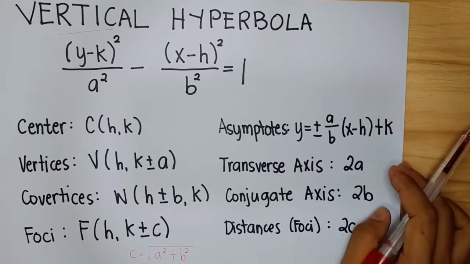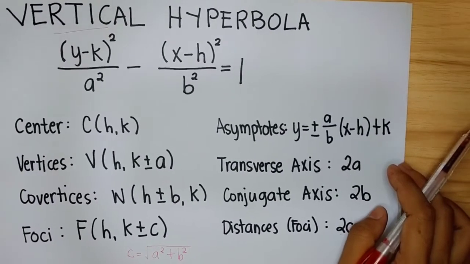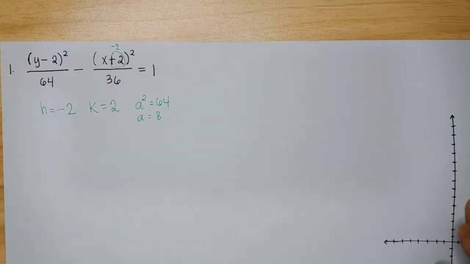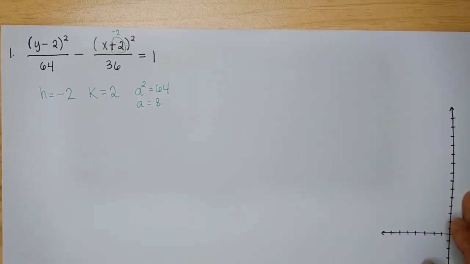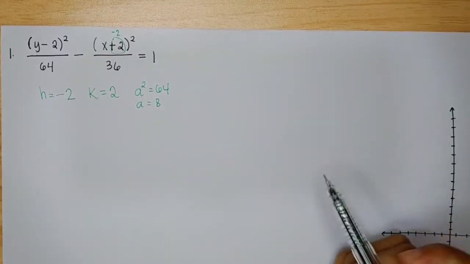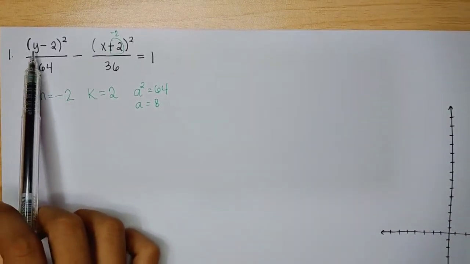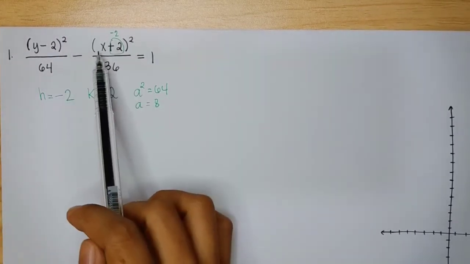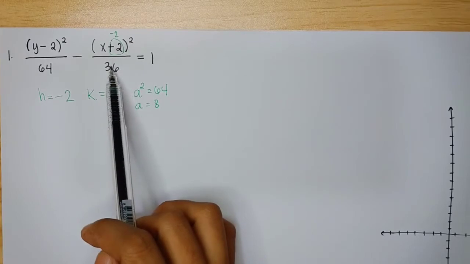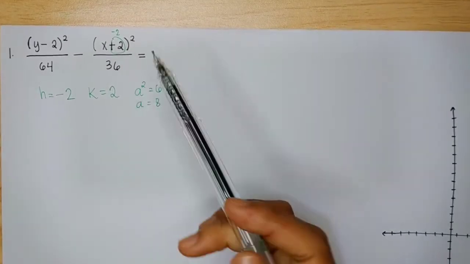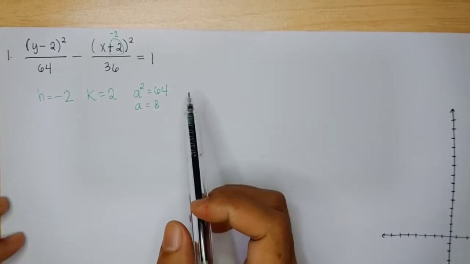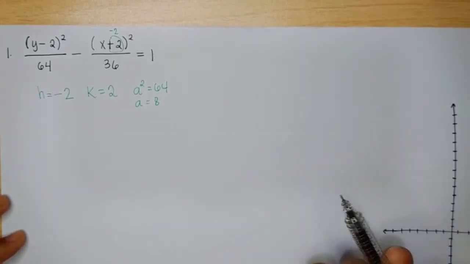I prepared two examples, so let's try to solve this one. Let me repeat, because I noticed it was a bit blurred. We have here our given: y minus 2 quantity squared all over 64 minus x plus 2 quantity squared all over 36 is equal to 1. The first step is to identify h, k, a, and b.